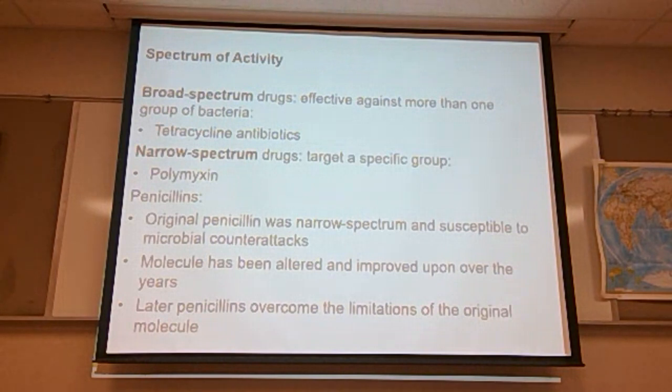Broad spectrum versus narrow spectrum activity. A broad spectrum organism, or a broad spectrum drug, is effective against more than one group of bacteria. The example we use here is the tetracycline group. Narrow spectrum is polymyxin, again. That's the way polymyxin is prescribed, as a narrow spectrum.